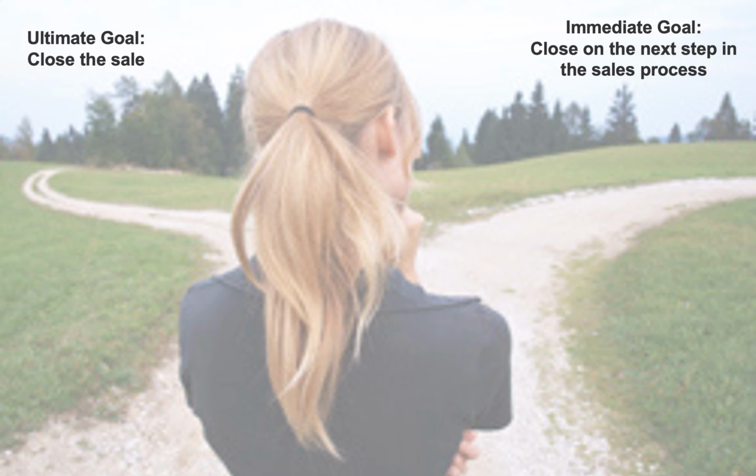And then on the other hand, at every given interaction, you have an immediate goal. And the immediate goal is to get the prospect to agree to move to the next step of your sales process. The interesting thing here is that there is only one point in the sales process when these 2 goals are the same thing, and that is when you're at the very end of the sales process and it's time for the prospect to agree to purchase your product. At that point, these goals are the exact same.